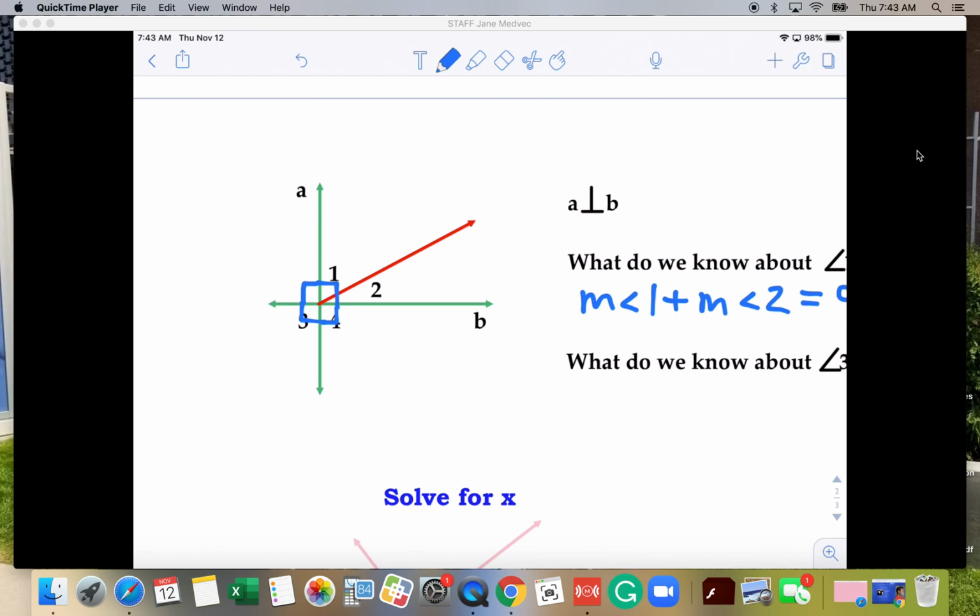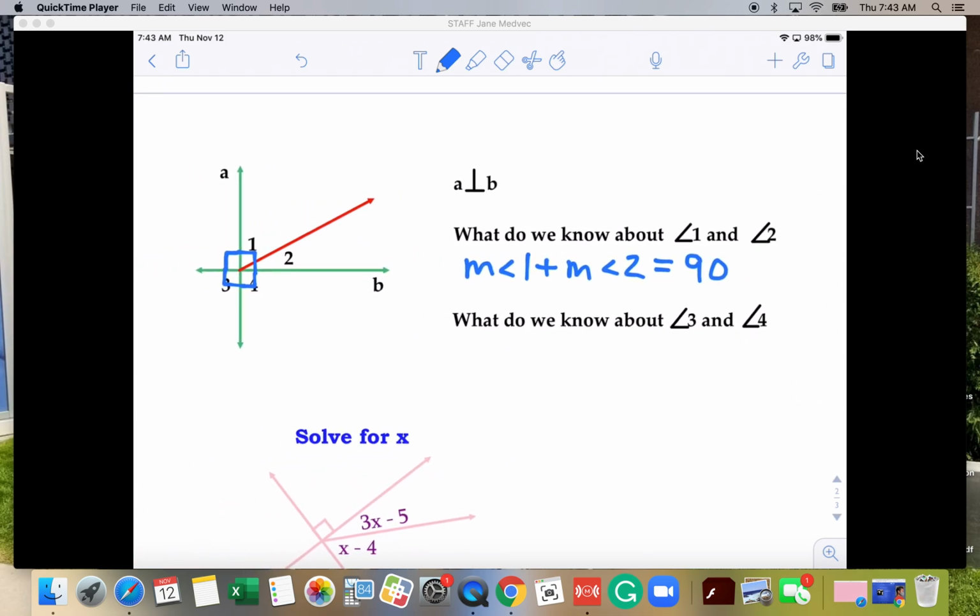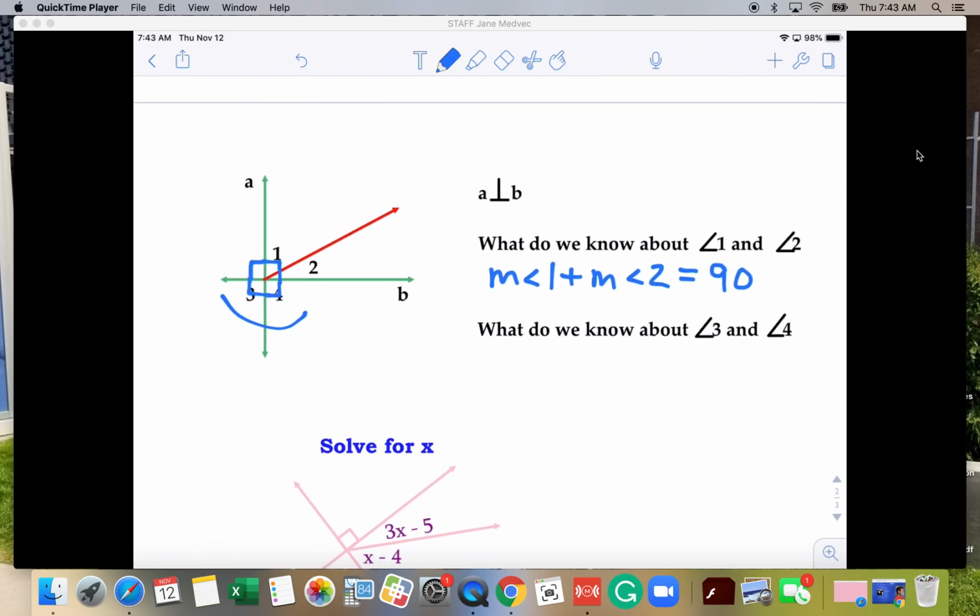Now, if we know that those lines are perpendicular, what happens with 3 and 4? Notice that they form a straight line. So the measure of angle 3 plus the measure of angle 4 would give me 180 degrees, because when they're next to each other, like in the picture, they form a straight line. And of course, a straight line is 180 degrees.